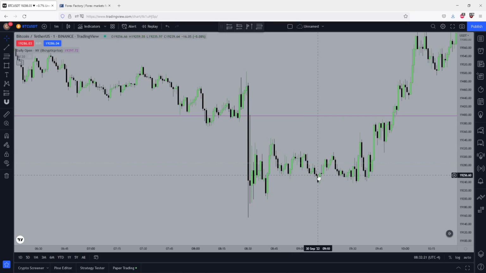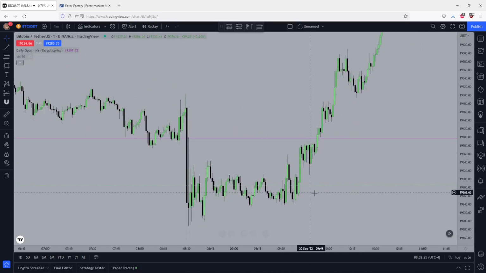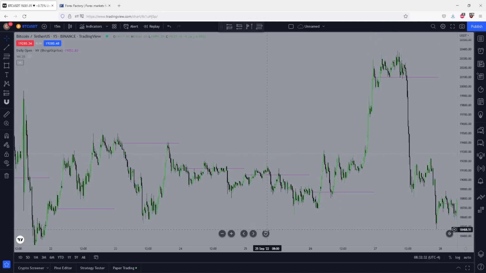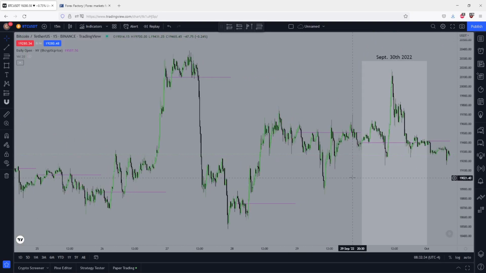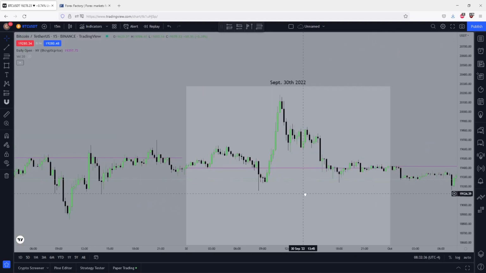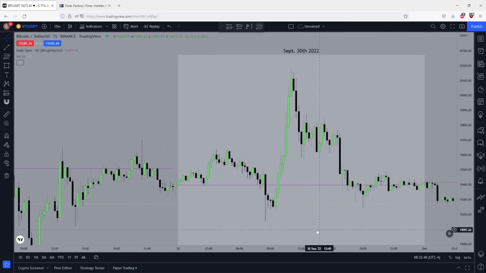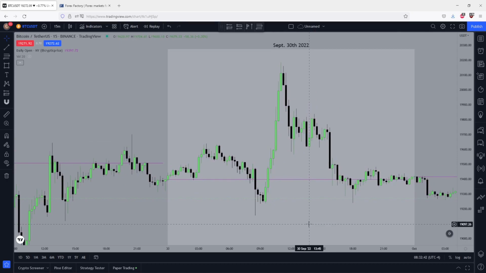For price to recover, for price to settle, and then eventually it starts to reprice higher and take out the highs. Okay, so that's what I just wanted to say regarding high impact news events and what they can do to price. And now it's time to get into the trade setups.